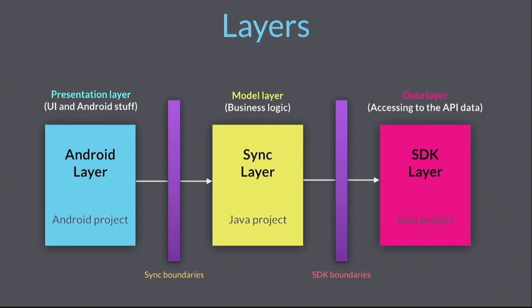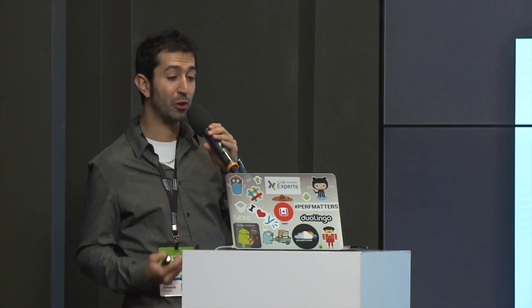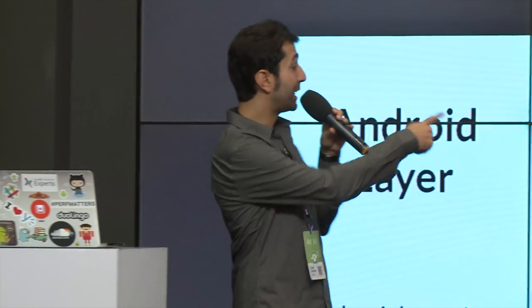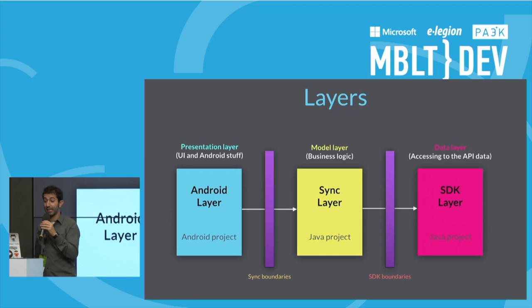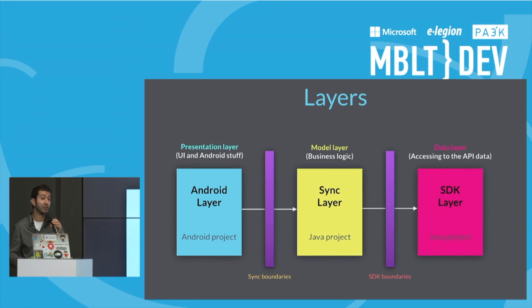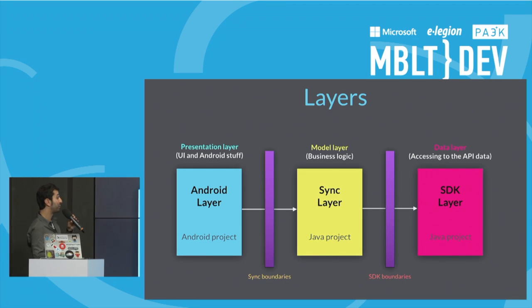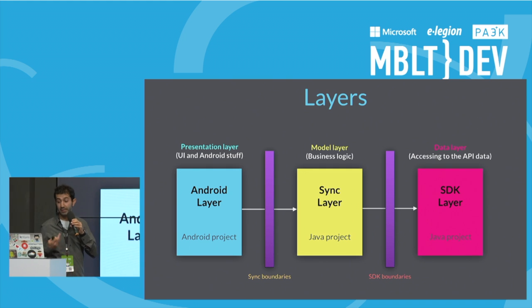Between the Android layer or presentation layer and Sync and SDK, we have the boundaries. The boundaries at the end, they are interfaces. So the Sync boundaries is an interface that the Sync layer is exposing to the world. Then the Android layer, the presentation layer, can implement that and pass it to the Sync layer, so the Sync layer can talk with the one that has implemented its interface. The same happens with the SDK boundaries. At the end it is an interface that the SDK is exposing to the world, and the Sync layer is implementing it to communicate, to talk with the SDK layer.